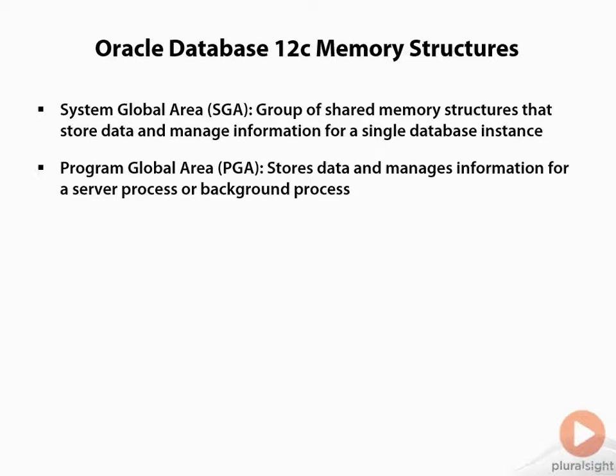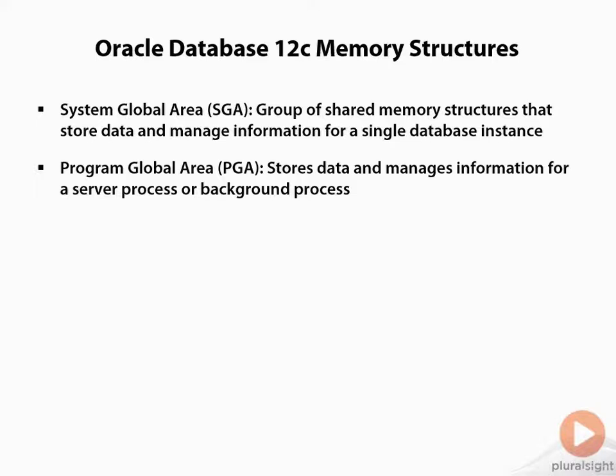The two memory structures are the SGA, or System Global Area, and PGA, the Program Global Area. The System Global Area, or SGA, is defined as a group of shared memory structures that contain data and control information for a single database instance. Like I said, that gets a little complicated when we deal with pluggable databases, but for now let's constrain our discussion to the traditional single instance Oracle database.